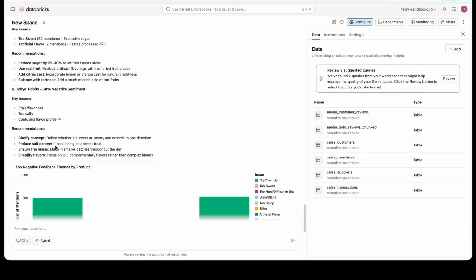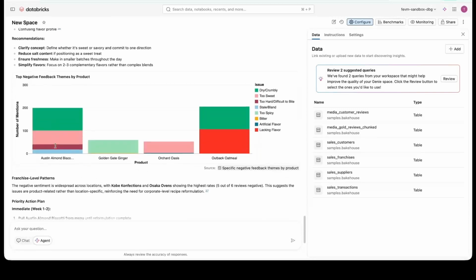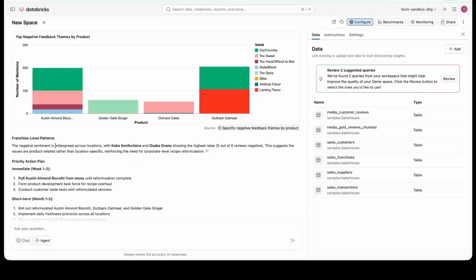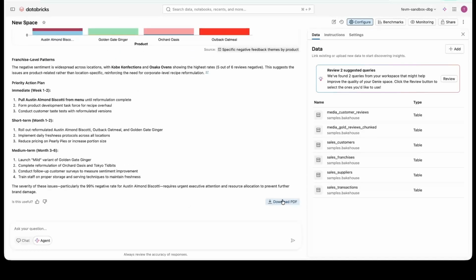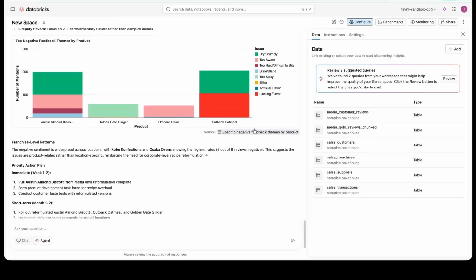And actually, one thing that's also useful, imagine if you have a business meeting and you want to actually discuss some of these insights, you can actually easily download them. So let's click that. And then you can actually just use that PDF or share this with your colleagues to go deeper and analyze some of these results. So that's Genie Agent Mode in a nutshell.